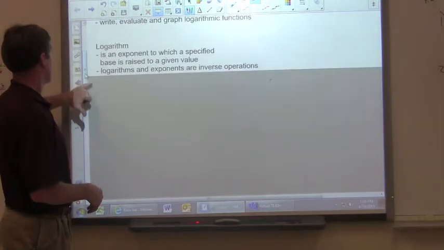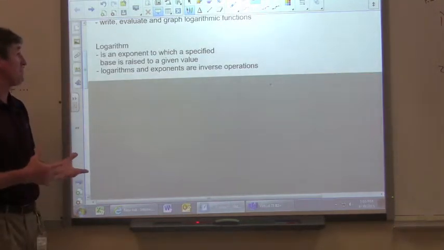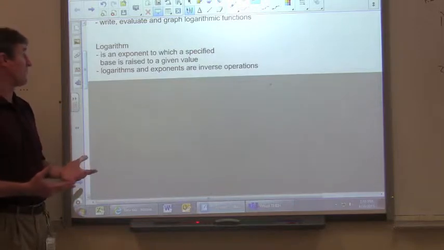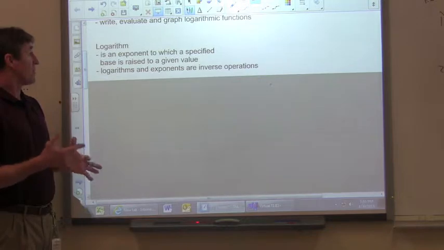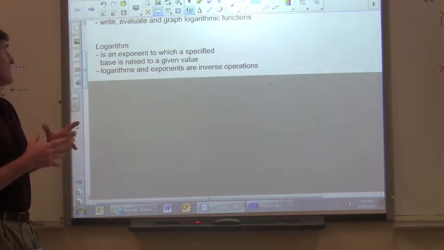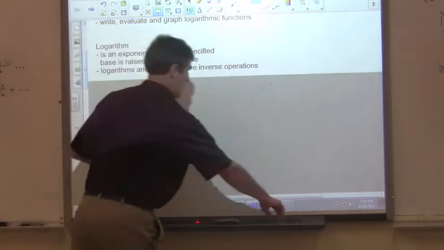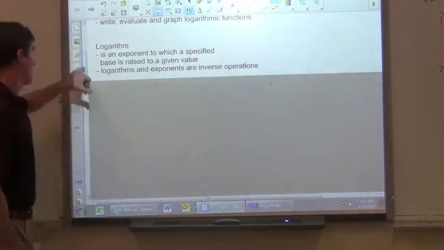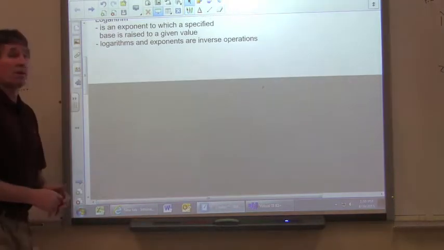So, a logarithm. A logarithm is an exponent to which a specified base is raised to get a given value. Logarithms and exponents are inverse operations of each other. So, as we look at this, you're going to see how inverses of exponents are logarithms. And we've done the exponents so far, we haven't done logarithms.